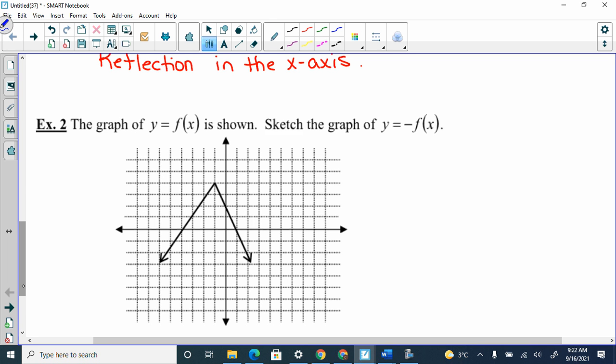Okay, there is no equation here. This is just saying, here is the graph of y equals f of x. It is shown. Sketch the graph of y equals negative f of x. When the negative's in front, what is that? It's a negative y. We agree? So we're going to have (x, y) becomes (x, negative y). Why did I go straight to mapping?